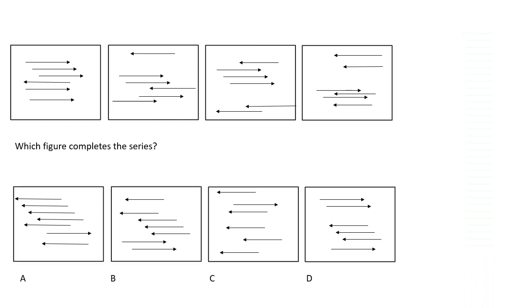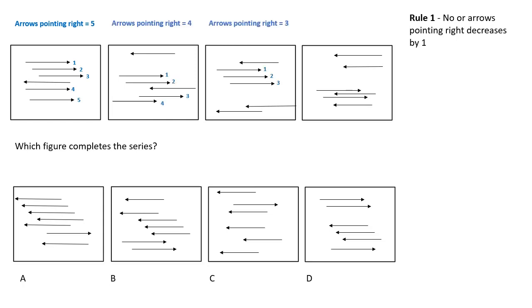Okay, so this question has 2 rules. The first is that the number of arrows pointing right decreases by 1. In the first figure there are 5 arrows pointing right, and then there are 4, then there are 3, and then in the last there are 2. So we know that in the next figure there should only be 1 arrow pointing right. So we can rule out B and D.